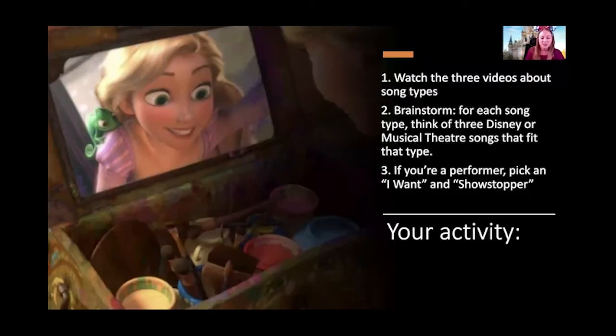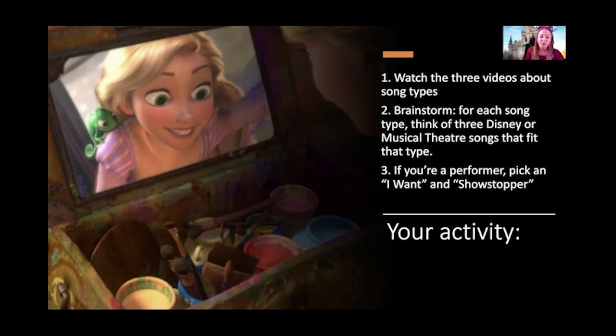For your activity today, I want you to explore these 3 types of songs. First, watch the 3 videos about the song types, the I Want song, the Hypothetical Love song, and the Showstopper. Second, brainstorm. For each song type, think of 3 Disney or musical theater songs that fit that style. They can be from anything. Get creative. Bonus points for thinking of one that I haven't thought of before.